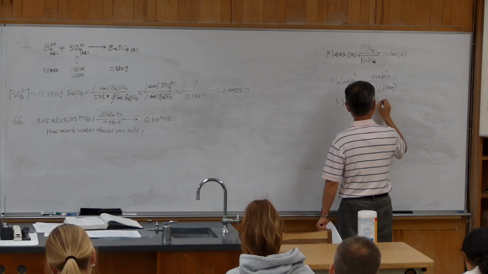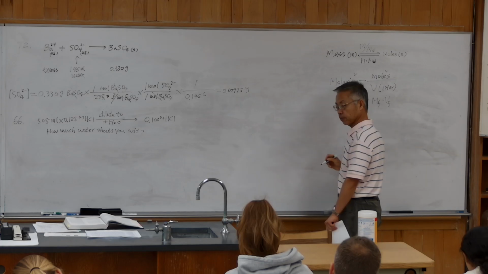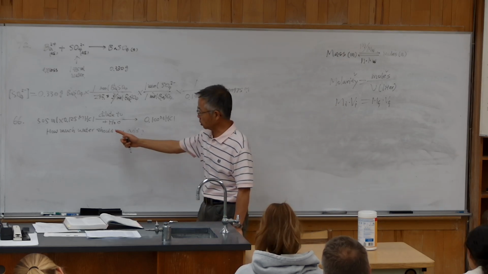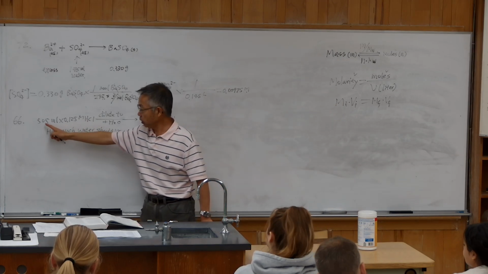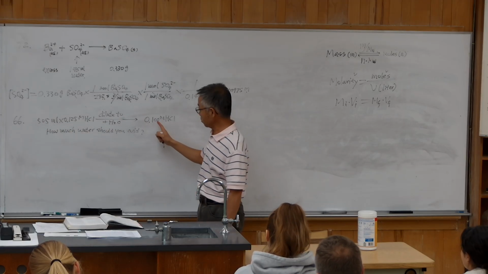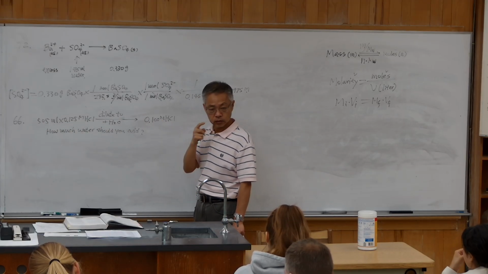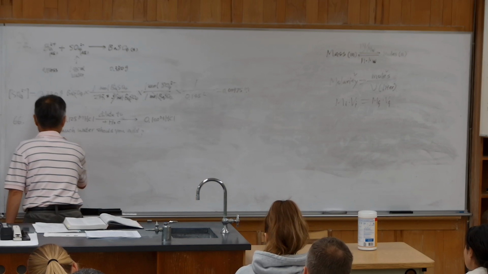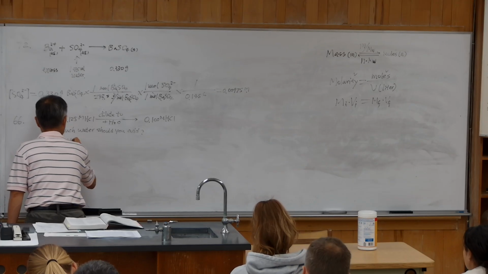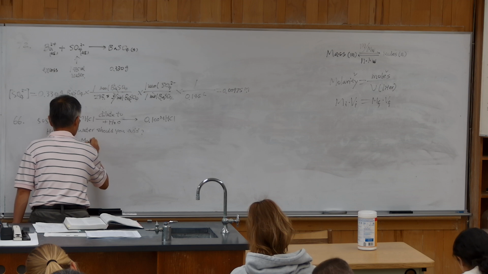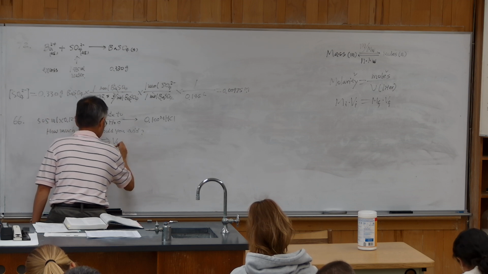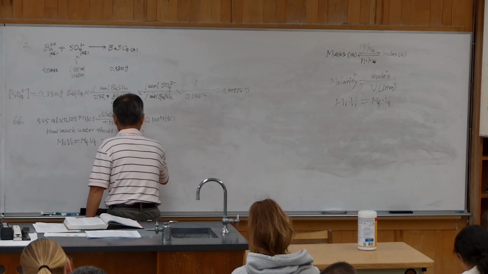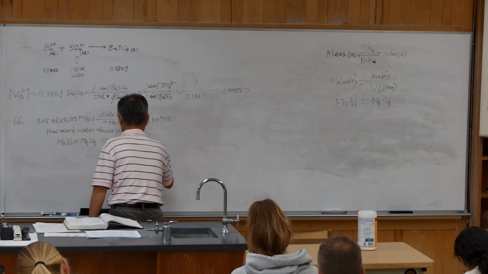MI VI equals MF VF. What is MI? Initial concentration. What is VI? Initial volume. What is MF? Final concentration. Then we can calculate VF, right? VF we don't know. So MI VI equals MF VF. From here, VF equals both sides divided by MF, right? VF equals MI VI divided by MF.